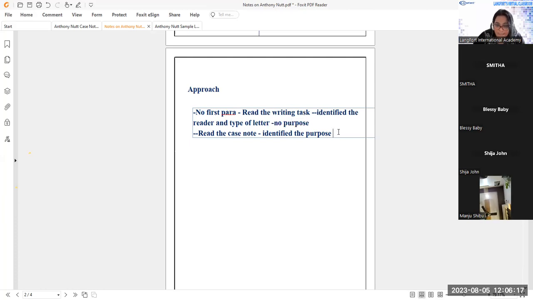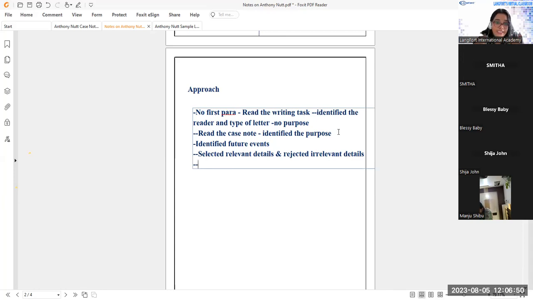Okay, then after reading the case note, I also identified future events. Okay, then we selected relevant information, selected relevant details, and rejected irrelevant details. Also one more thing. When we selected and rejected relevant details, then we wrote our intro. Once we have selected that, we wrote our intro.